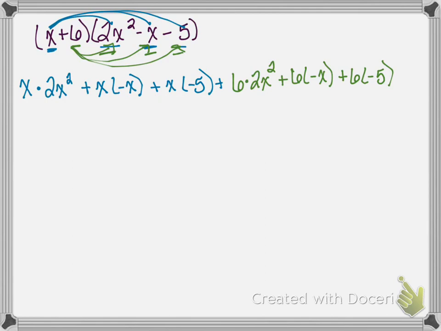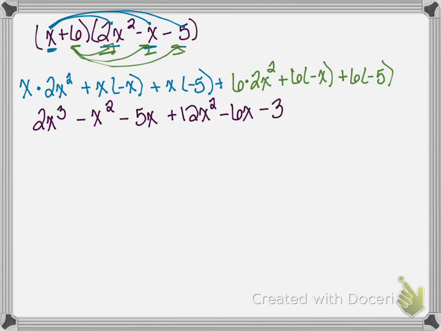Now I can simplify. X times 2x squared is going to be 2x to the third. X times negative x is going to be minus x squared. Then I have x times negative 5, so that's going to be minus 5x. 6 times 2x squared is going to be 12x squared. 6 times negative x is going to be minus 6x. 6 times negative 5 is going to be negative 30.